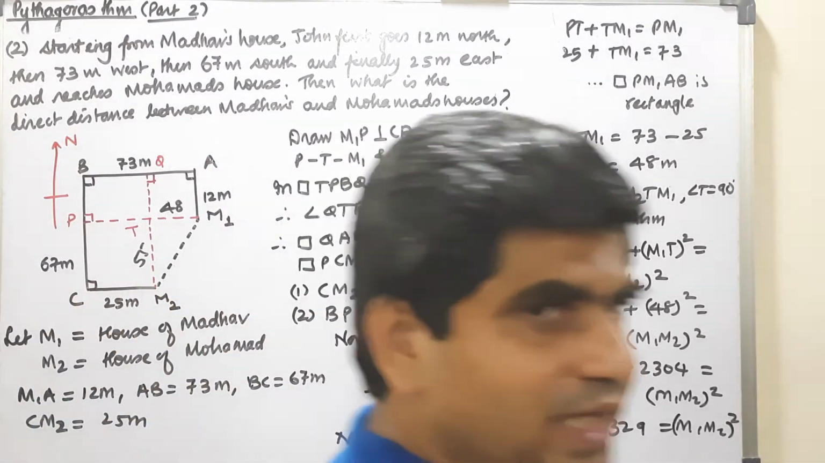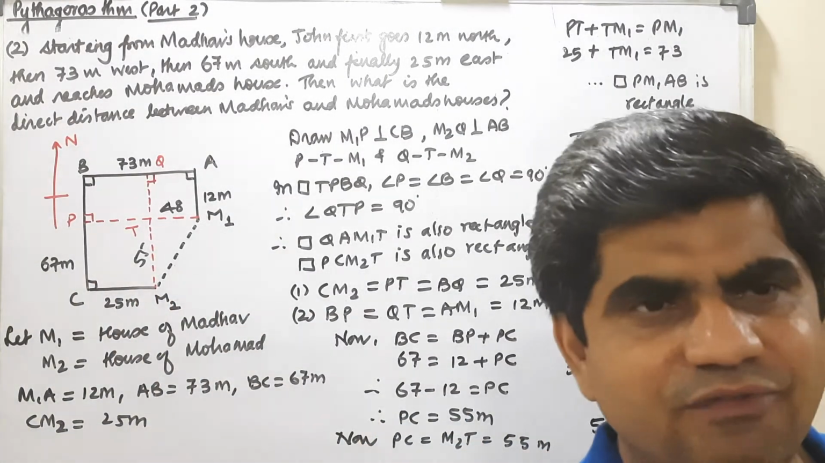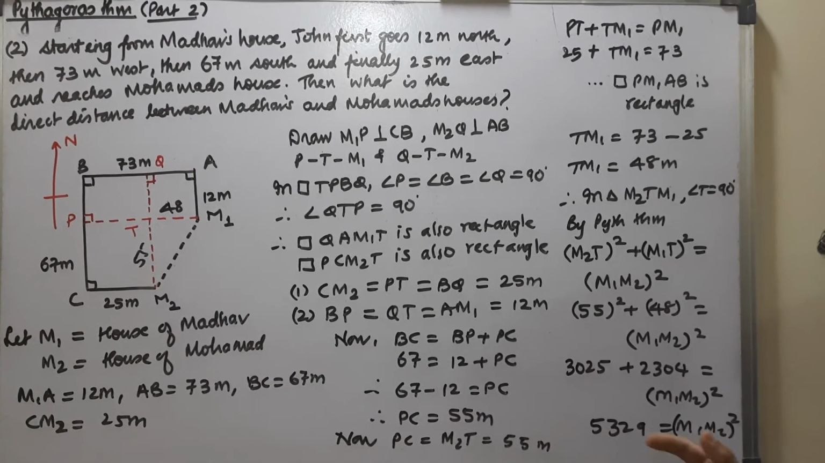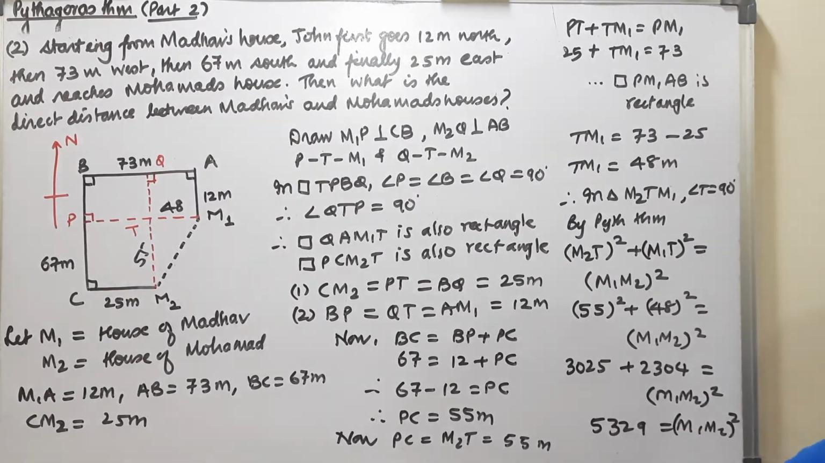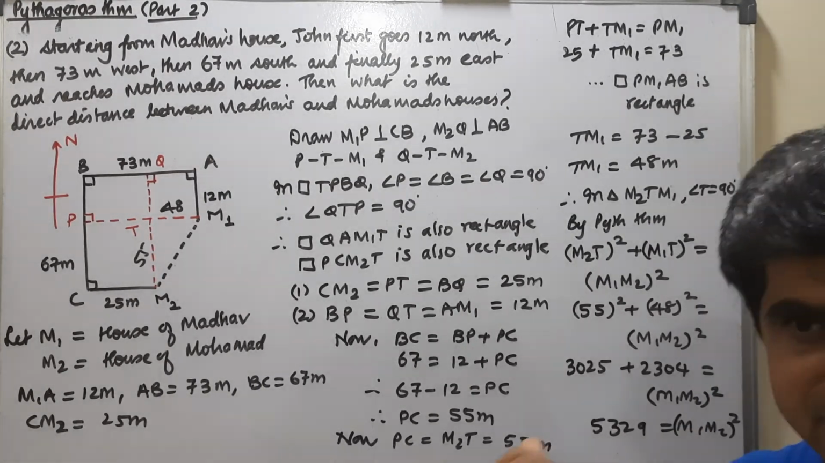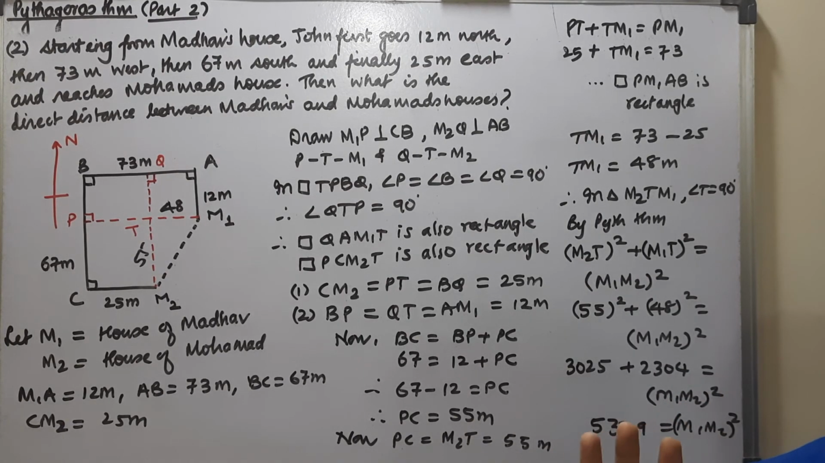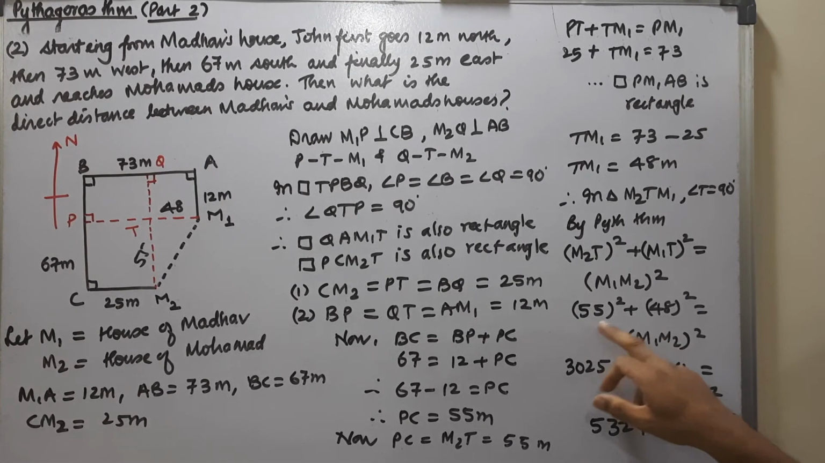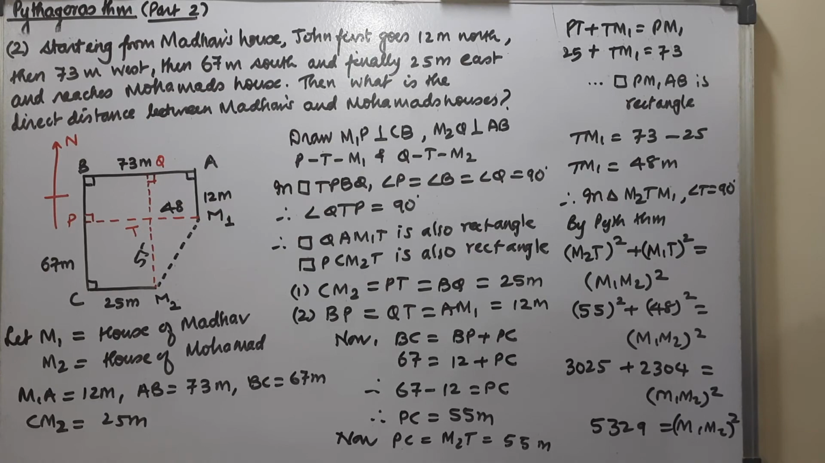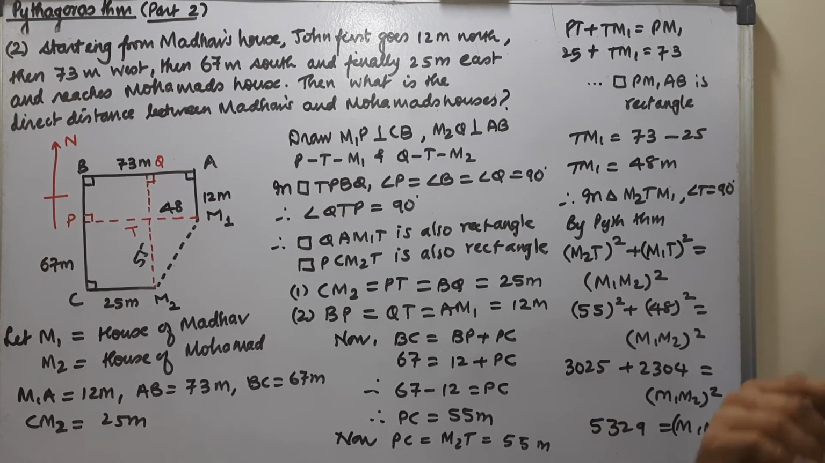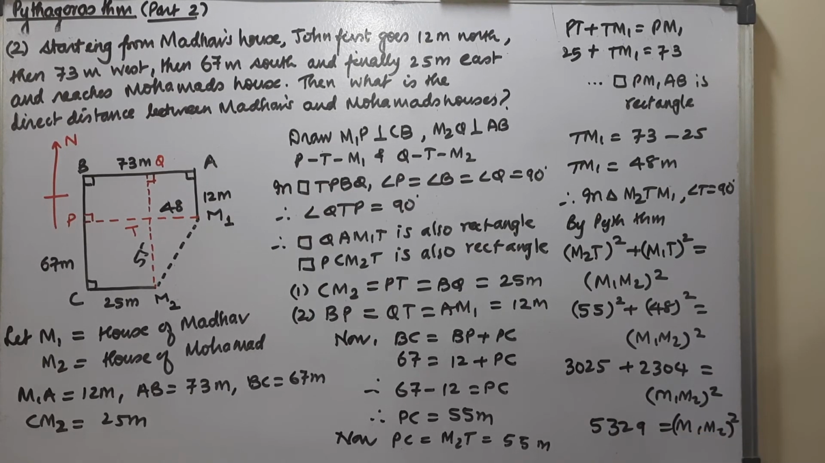Now here M1M2 square is 5329. That means obviously I have to take the square root. Which number's square ends in 9? First is 3 and then is 7. 3 square is 9 and 7 square is 49. So what I will do here is, it must be above 55, so it can be 63, 67, 73, 77 and so on.